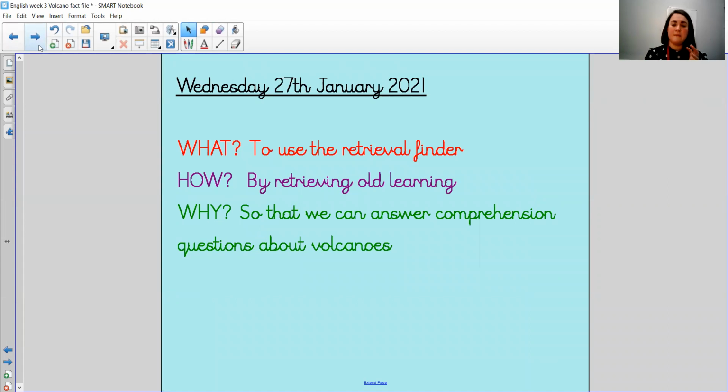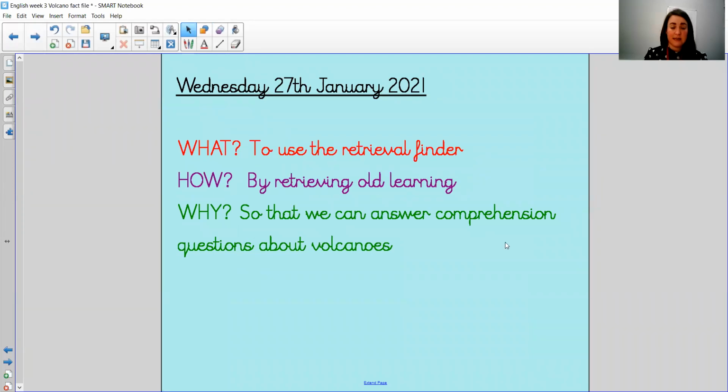Now, this is a magnifying glass that we use in school in order to help us understand text, a range of texts. This is old learning. We found out about the retrieval finder back in Year 1. And this keeps cropping up as a tool to use in order to help our comprehension of text.